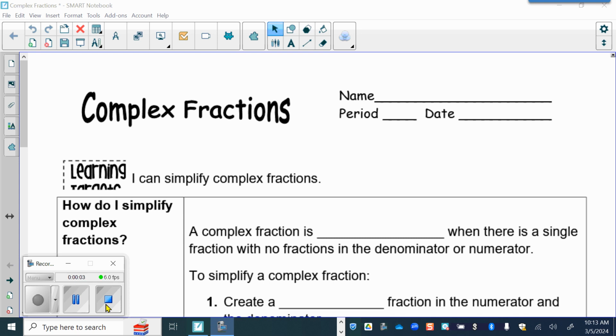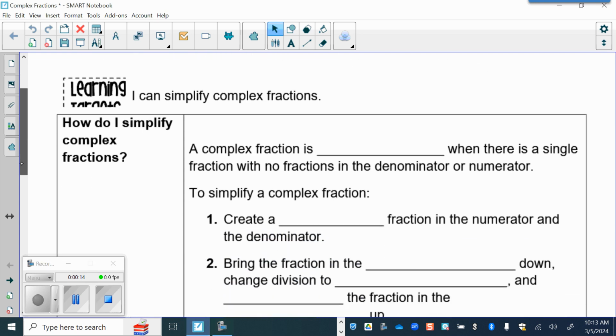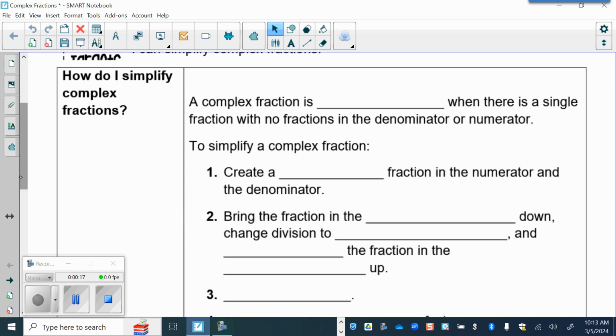Okay, our next lesson is on complex fractions. Not only do we have complex fractions this year, but you're going to see these in trigonometry and beyond. A complex fraction is a fraction inside a fraction. Doesn't that sound like fun? Okay, and it is considered simplified when there is a single fraction and you've got no fractions in the numerator or denominator anymore.